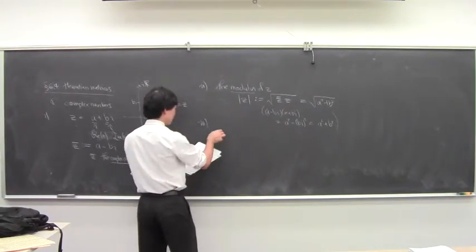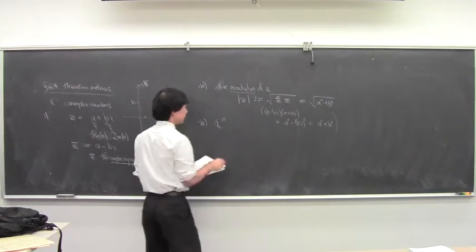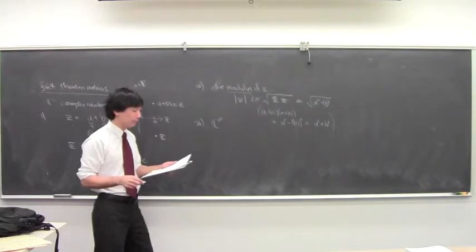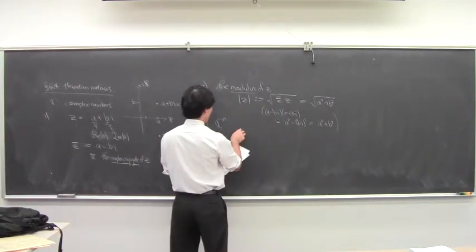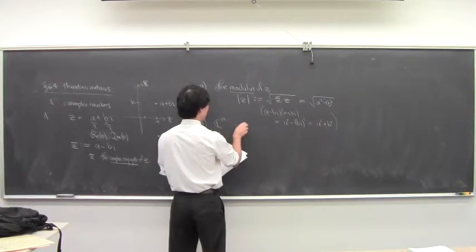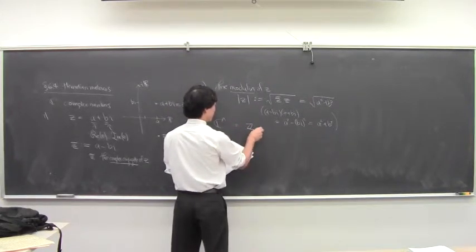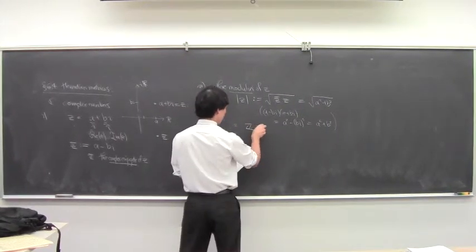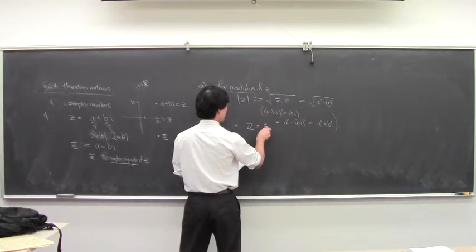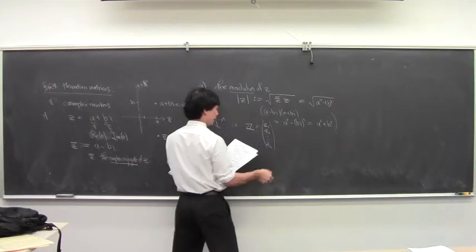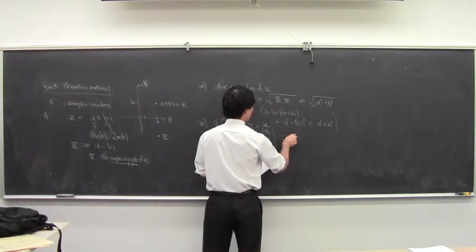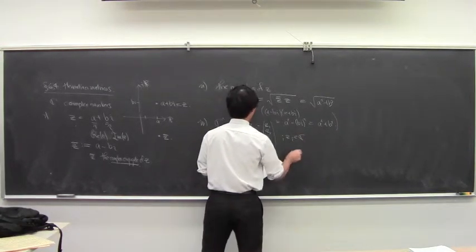Okay. So we are going to be talking about Cn. So Cn is going to be these vectors z, where you have z1, z2 to zn, and each of the zi's is a complex number.